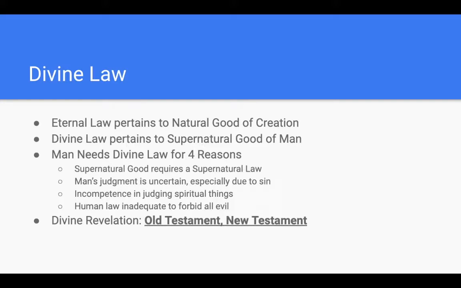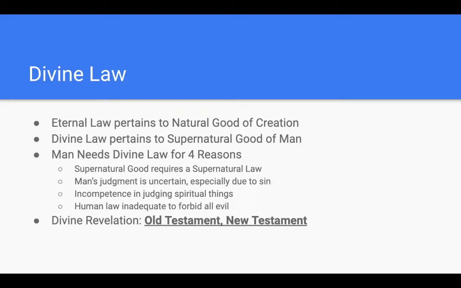And in order to attain that, there's a divine law, a supernatural law that he must follow. Man needs this law for four reasons. First of all, a supernatural good like heaven requires a supernatural law that we must follow. We need something more than just the natural law. Second, our judgment is rather uncertain. We can and indeed fail. Indeed, because of original sin, we fail often in our judgment. And so God needed to reveal a law to us that we might be able to attain heaven.